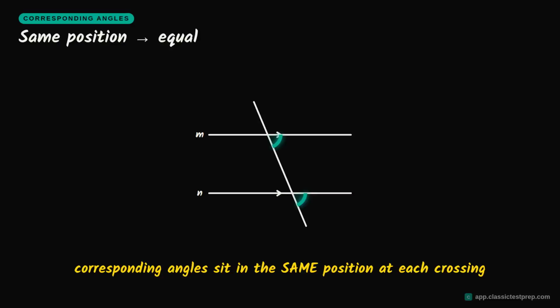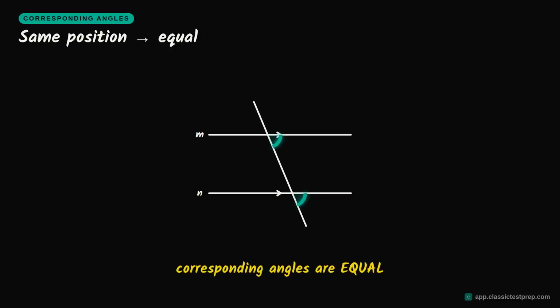Corresponding angles sit in the same position at each crossing. So the top right angle at the upper line and the top right angle at the lower line. Corresponding angles also have the same angle measure. Just a fancy name for angles in the same position.